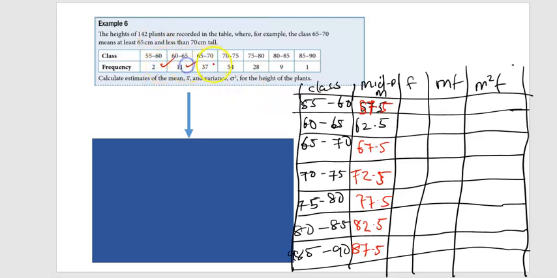We have 2, 11, 37, 54, 28, and 91. Simply put them in. Again, we can take the summation of this. What is the summation of F? If we add the total number, we should get 142. Correct.